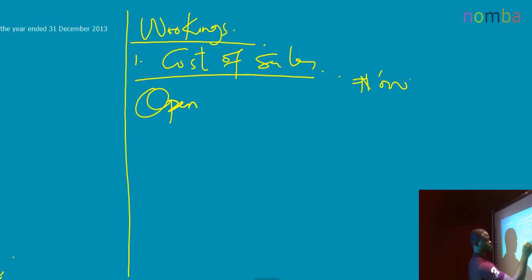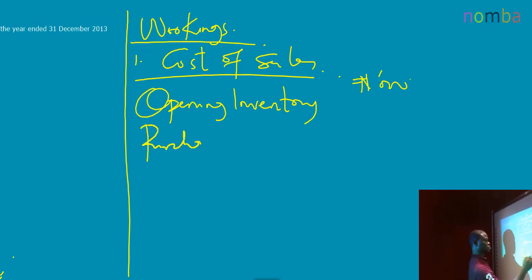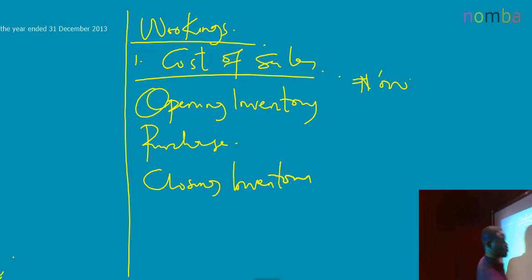So I'll have my workings. Now I'm looking at the cost of sales. For my analysis, I said the cost of sales is the opening inventory plus purchases minus closing inventory. That will give me my cost of sales.